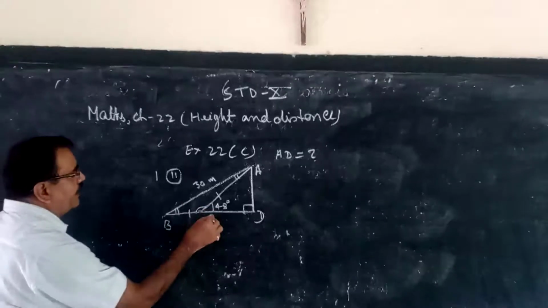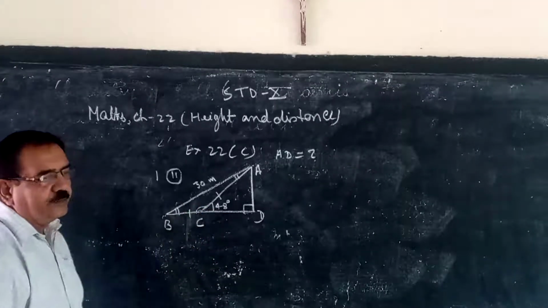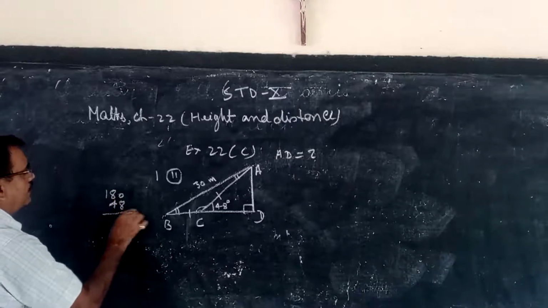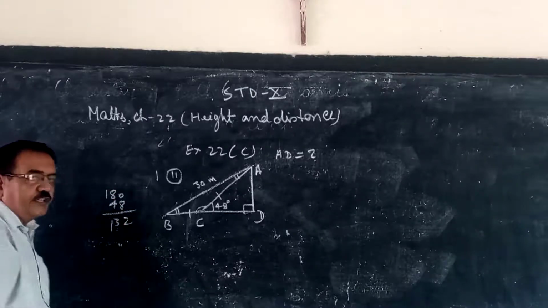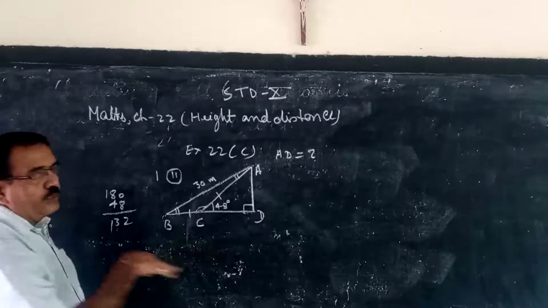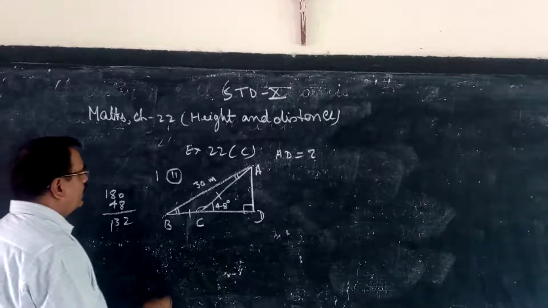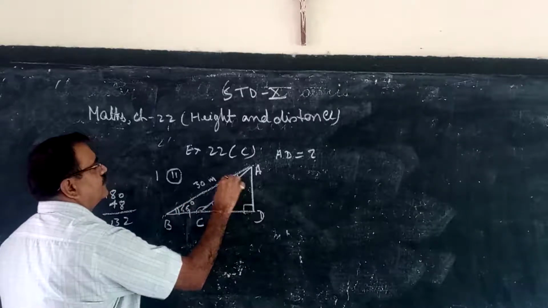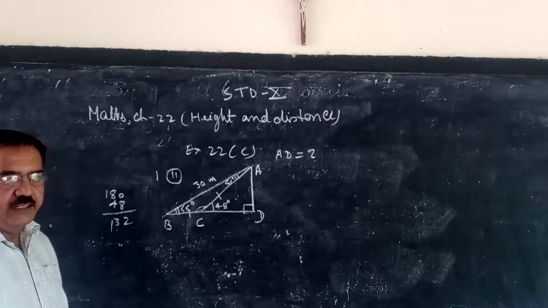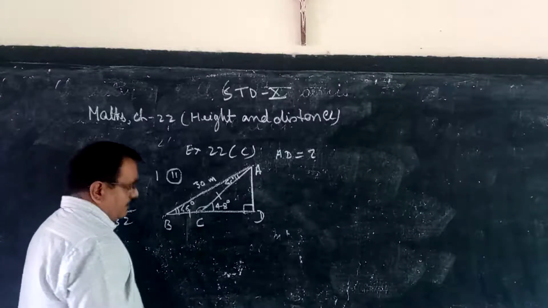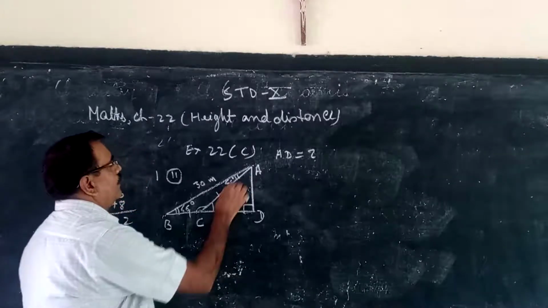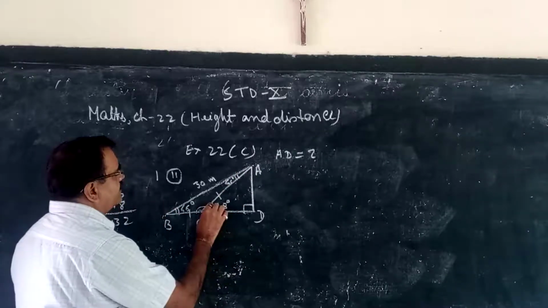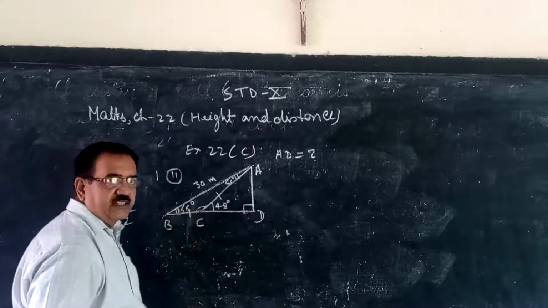This angle is 48, so the sum of these two angles will be 180 minus 48, which is 132. 132 divided into two parts gives 66 each. Now this side is given 30, and this angle is 66.